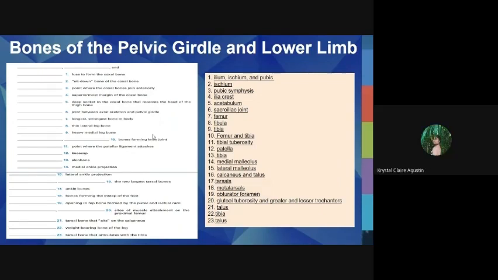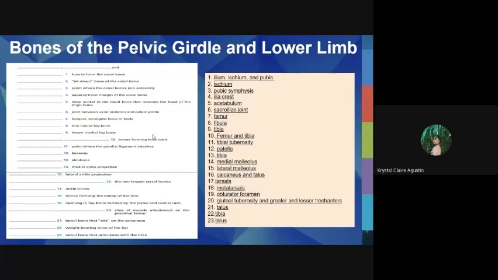Now for the continuation. Number one, it is the fuse to form the coxal bone. It has three answers, which are the ilium, ischium, and pubis. Number 2, it is the sit-down bone of the coxal bone. The answer is ischium. And number 3, it is the point where the coxal bones join anteriorly. So the answer is pubic symphysis.